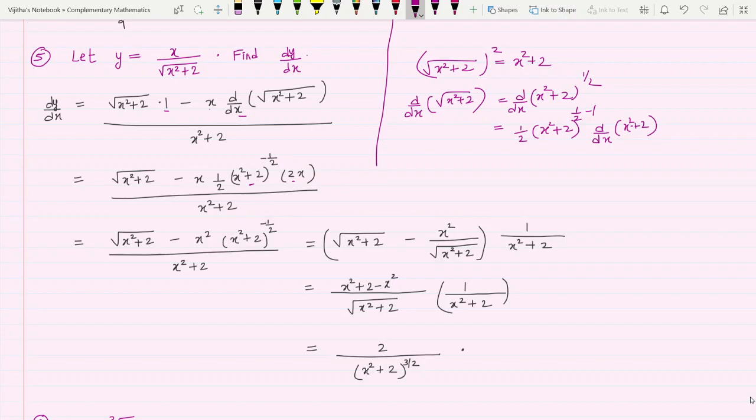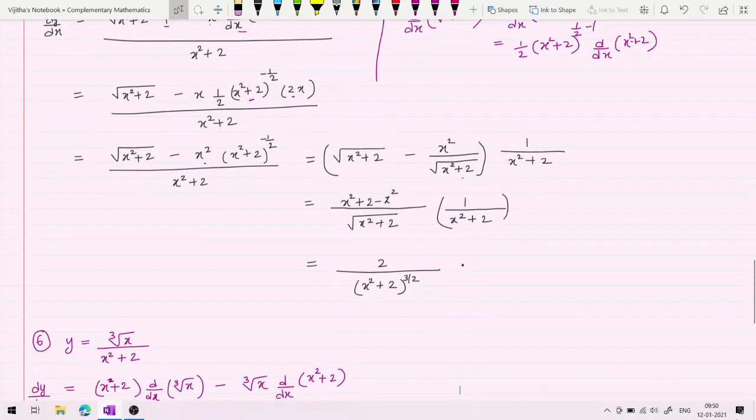Now you can see the 2 will get cancelled. Now simplify it. So root of (x^2 + 2) minus x into x, you have (x^2 + 2)^(-1/2). Now (x^2 + 2)^(-1/2) is 1 by root of (x^2 + 2). Here you can take the LCM and simplify it. So this becomes x^2 + 2 minus x^2 by root of (x^2 + 2). If you simplify, x^2 will get cancelled. So it is 2 by (x^2 + 2)^(3/2). Here you have 1/2 and 1, so it becomes 3/2.